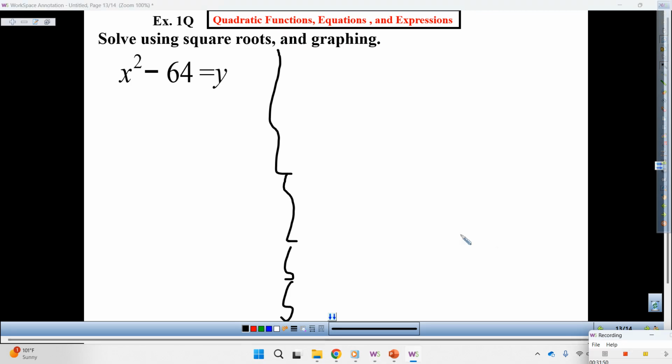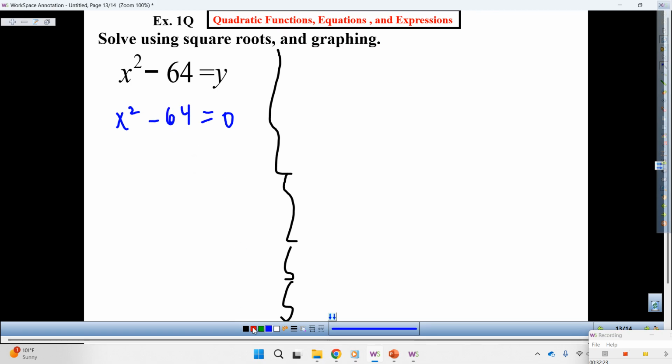All right, check with your neighbor, see what they got for x on the square roots method. I'll pick someone at random to help me out with this one. Let's go, Gabriel. What do I do first? Standard form, let's see. Second degree, 0 degree, yes. Okay, then what do I do? Turn the y into 0. x squared minus 64. Hands if you got it right there.